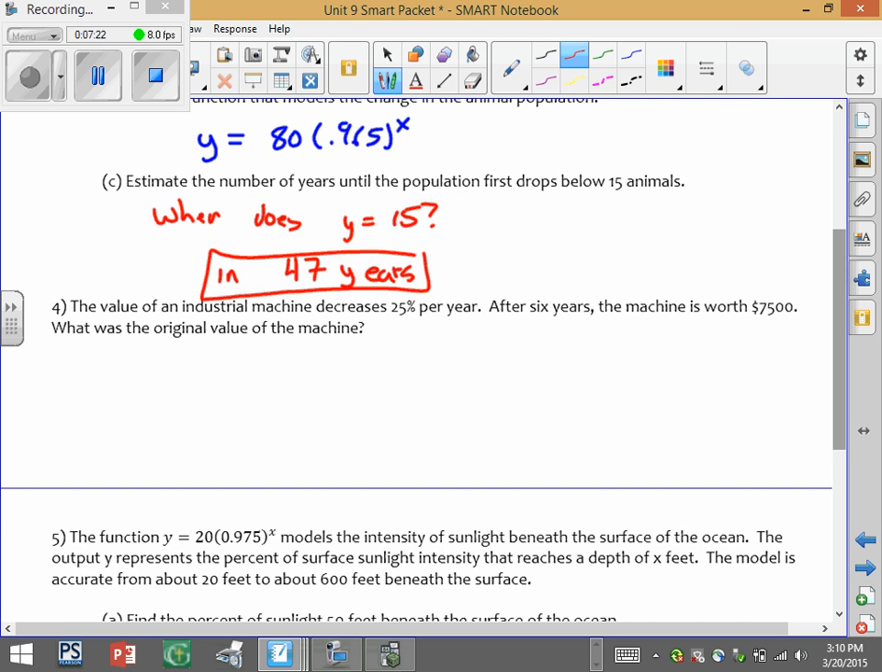All right. The value of an industrial machine decreases at 25% per year. So after 6 years, the machine is worth 7,500. What was the original value? So now all of a sudden, a little bit different look at this. So 7,500 equals, we don't know A, but we do know the value decreases. So B equals 1 minus 0.25. So 0.75 is your B value. That's 0.75 raised to the X. And we know that it took us 6 years to get here.